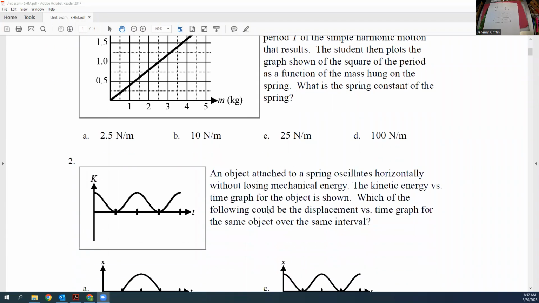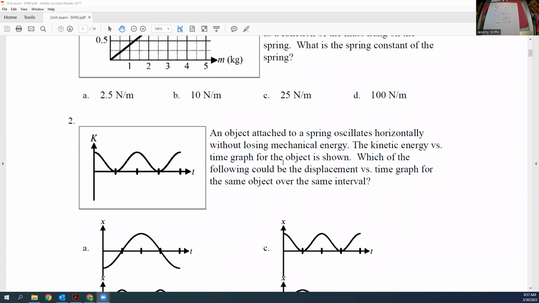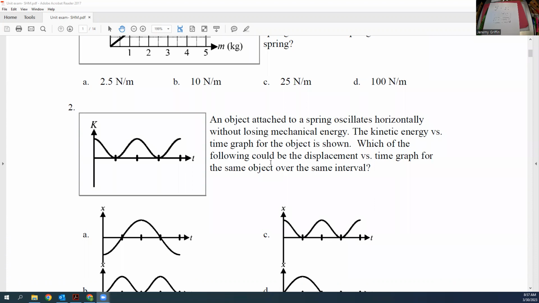Right, number 2. An object attached to a spring oscillates horizontally without losing mechanical energy. So maybe like a frictionless surface. Kinetic energy versus time for the object is shown. Ooh, right? So there's either positive kinetic energy or there's zero kinetic energy. Hey, can kinetic energy go negative?